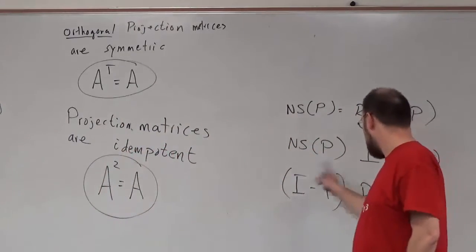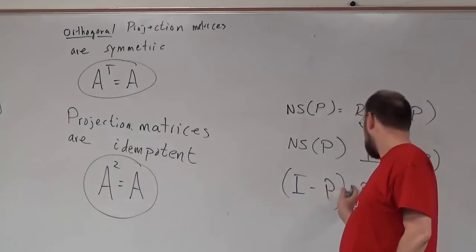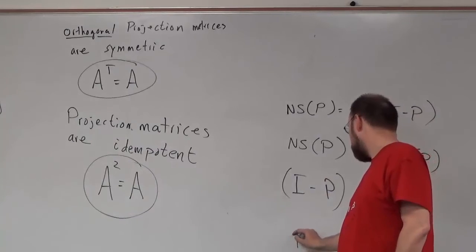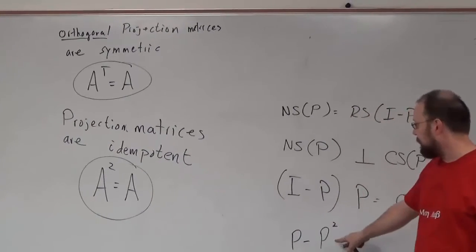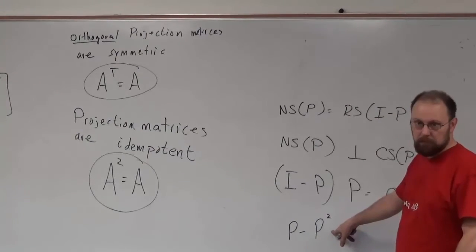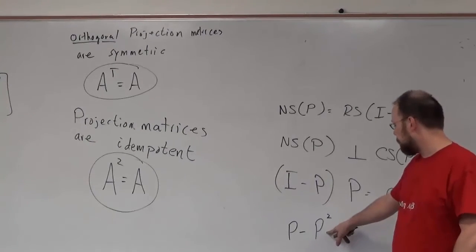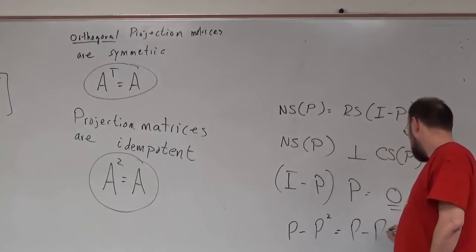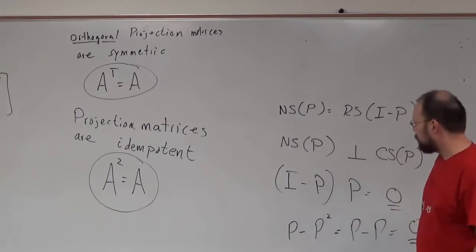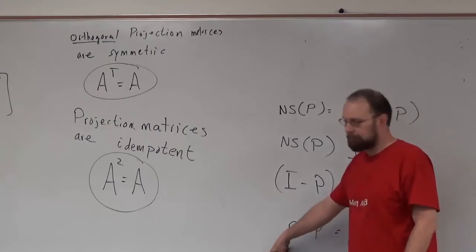So then you would have multiplied through, you get P minus P squared. But if you're dealing with an orthogonal projection, or just projection, what is P squared? P. So yeah, you get 0. So anyway.